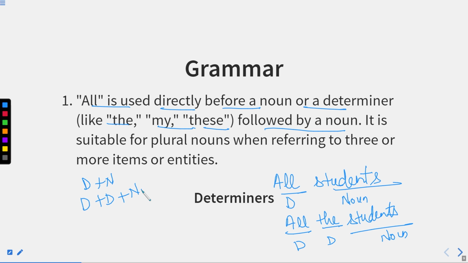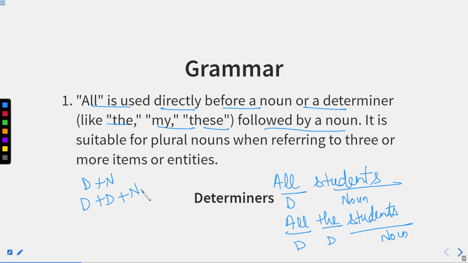We can also have a structure like determiner plus possessive case plus noun. For example, suppose I say all his mistakes. So all his mistakes. All plus his, that is possessive case, and after that we have mistakes, that is a noun. So we can have different structures using the word all.